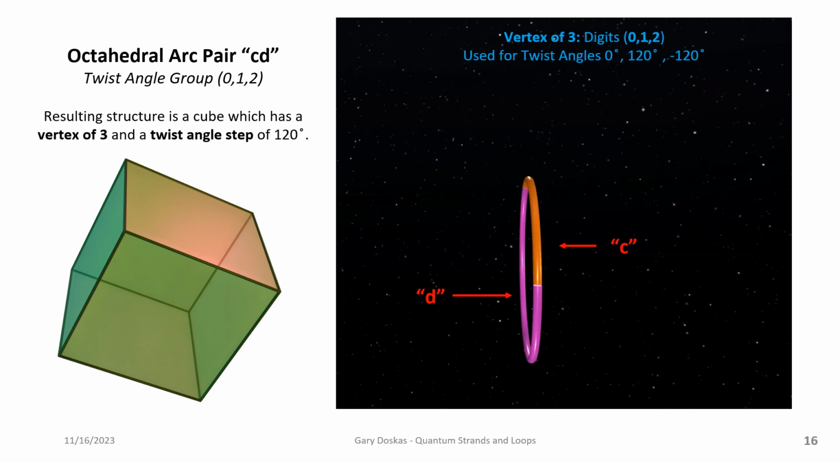This is the octahedral arc pair CD, again with a twist angle group using digits 0, 1, and 2. The resulting structure is a cube, which has a vertex of 3 and a twist angle step of 120 degrees.